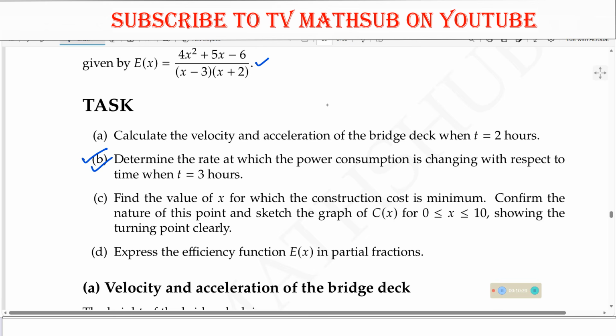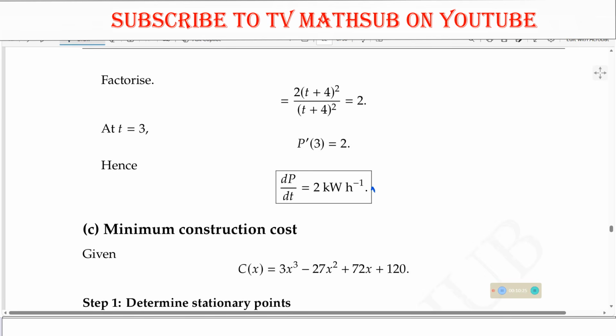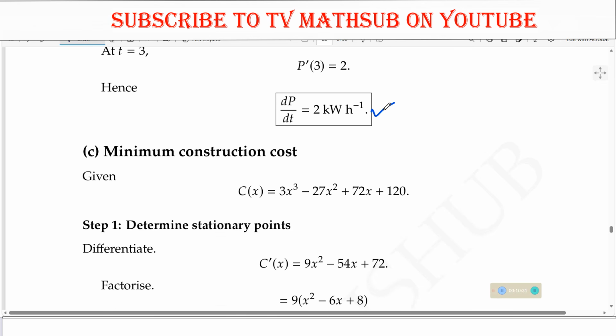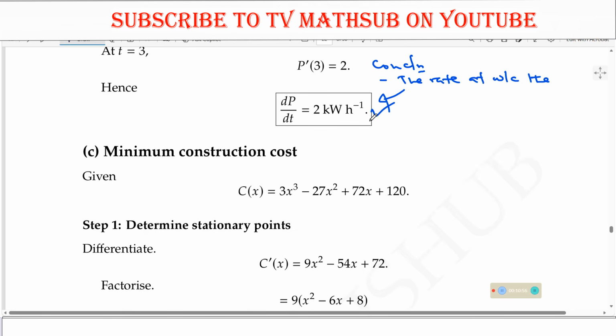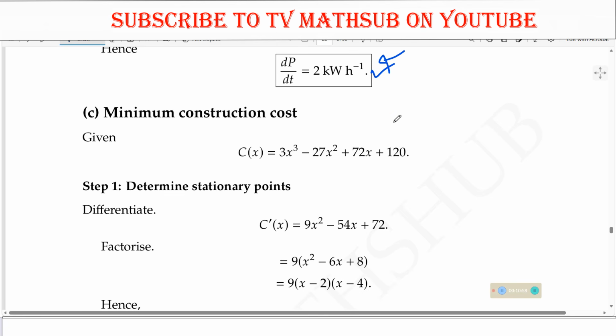So the rate at which the power consumption is changing with respect to time when t is equal to 3 hours is 2 kilowatts per hour, and that will be your answer. So make sure you give that conclusion. Always give the conclusion, and that will be the answer.